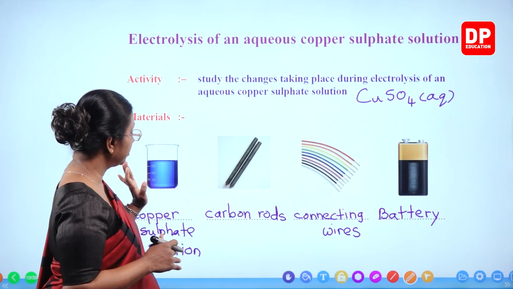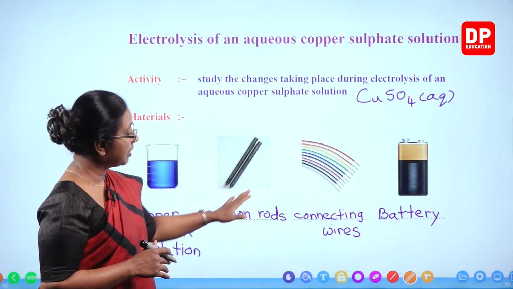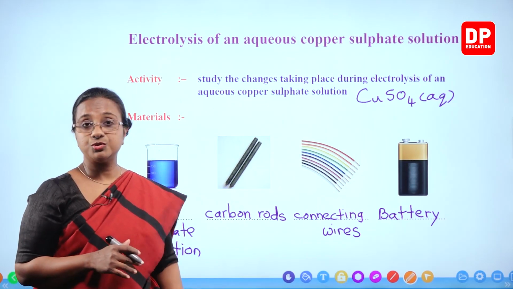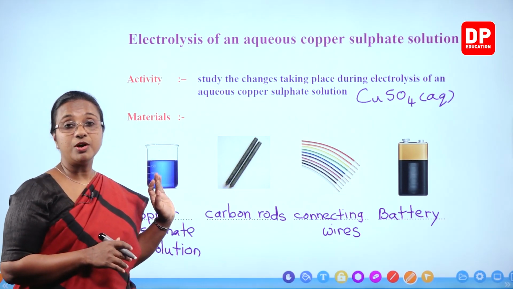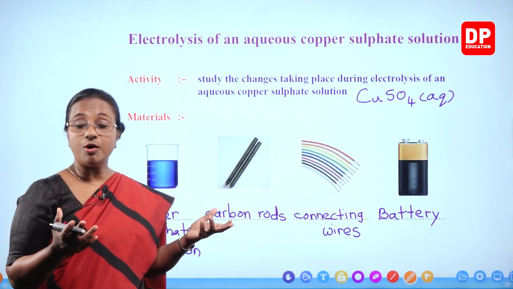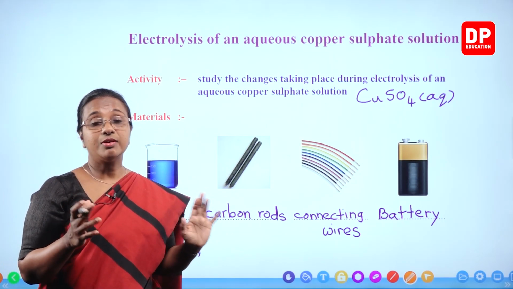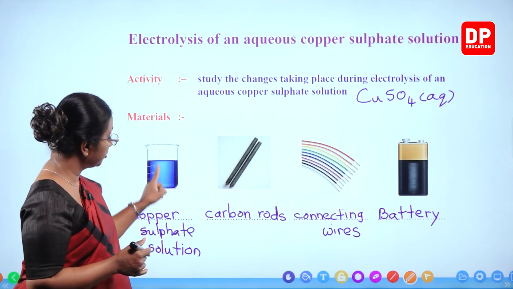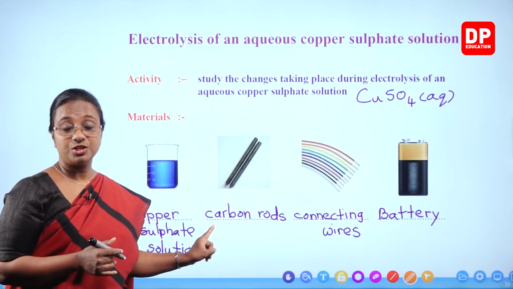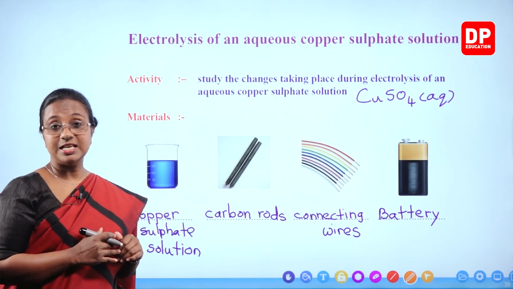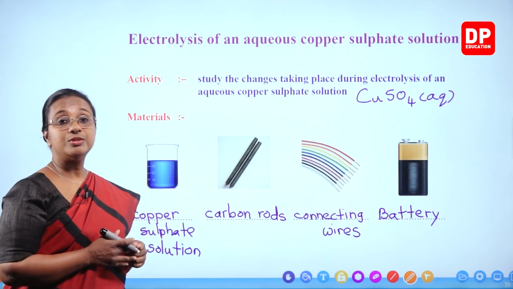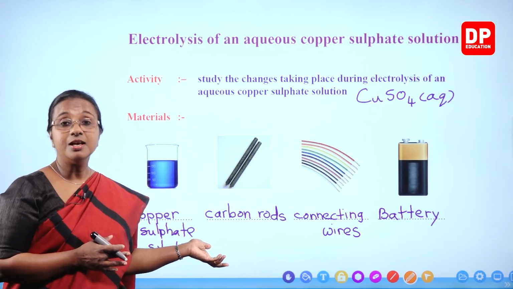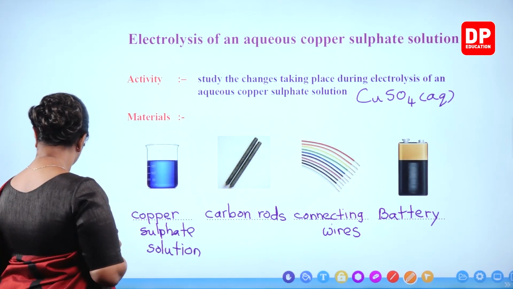This is what we are going to do. We are going to connect the carbon rods using the connecting wires to the battery, and then you insert that into a solution of copper sulfate, and then you observe the changes. Now here of course copper sulfate, like you all know, is a blue color solution. So you need to observe all the changes taking place during electrolysis. I'll move on to the next slide where I discuss the procedure again, the method.